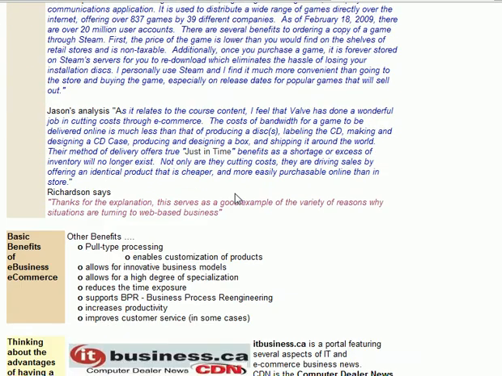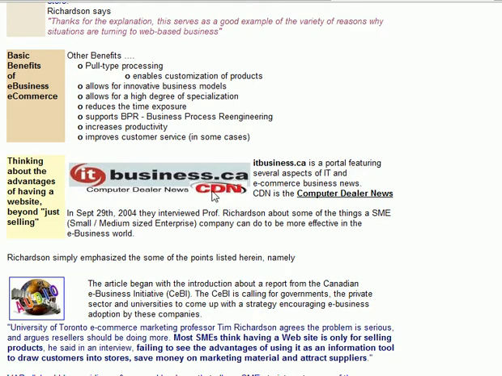Other benefits include pull type processing, reducing your time exposure, meaning if you have a typical scenario where you make stuff, put it in a warehouse, and then it goes through a distribution channel to be sold, that increases the time you have to borrow money from the bank until the final product is sold and the cash reaches back to you. But if you can make it and then immediately sell it on a website, or not even make it but wait for the orders to come in and then make it and sell it, you're reducing your time exposure, which relates to how long you have to borrow money from the bank.